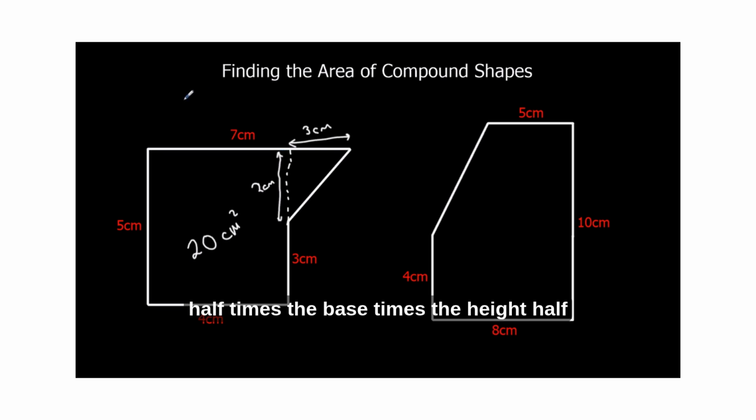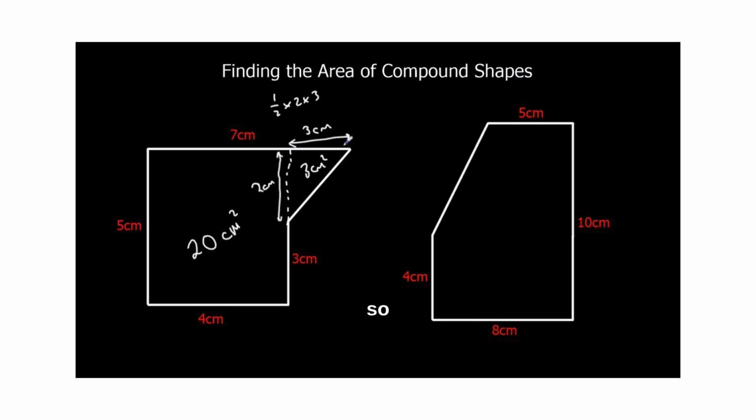So half times the base times the height, half times 2 times 3. Half of 2 is 1, 1 times 3 is 3. So the total area is 23 centimeters squared.